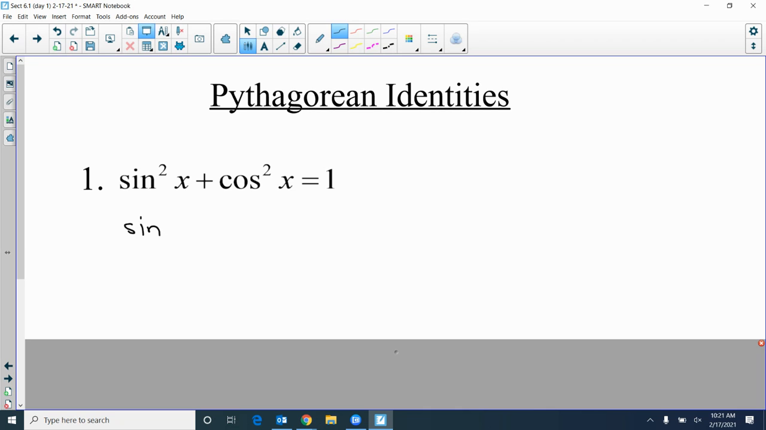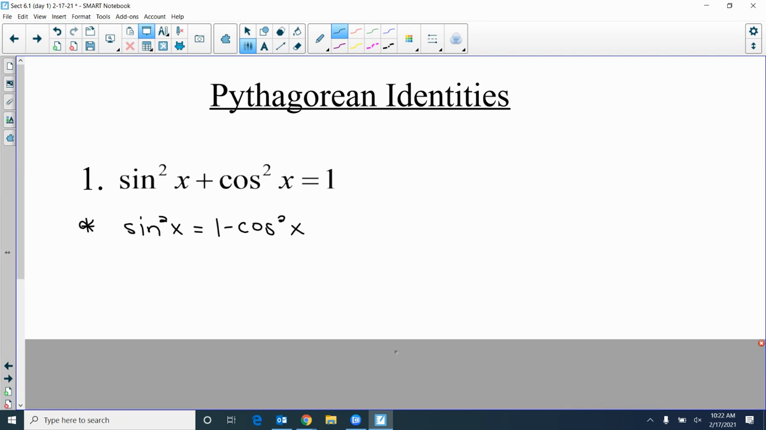Sine squared of x. What do I get when I solve the original for sine squared? What do I have to do to both sides? I have to subtract cosine squared. So what does sine squared equal? 1 minus cosine squared. 1 minus cosine squared x. Okay, that's going to be really important.